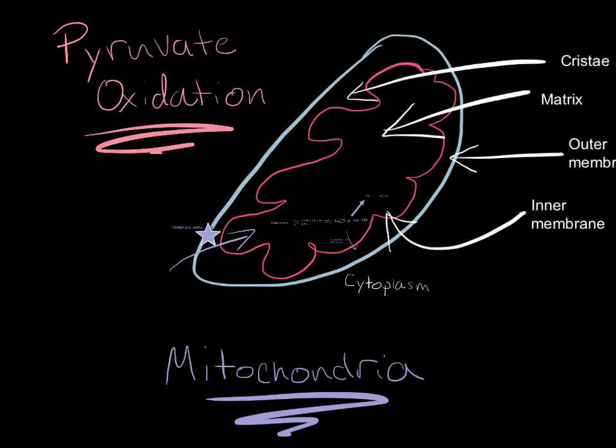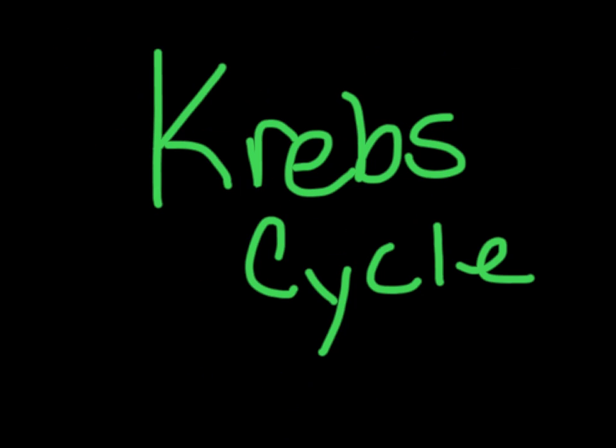This is the next step of cellular respiration. Krebs cycle is the next stage in cellular respiration. It's a series of 8 reactions in order to transfer energy from organic molecules into usable forms for the cell, such as ATP, NADH, and FADH2. It also releases CO2 as a waste product.